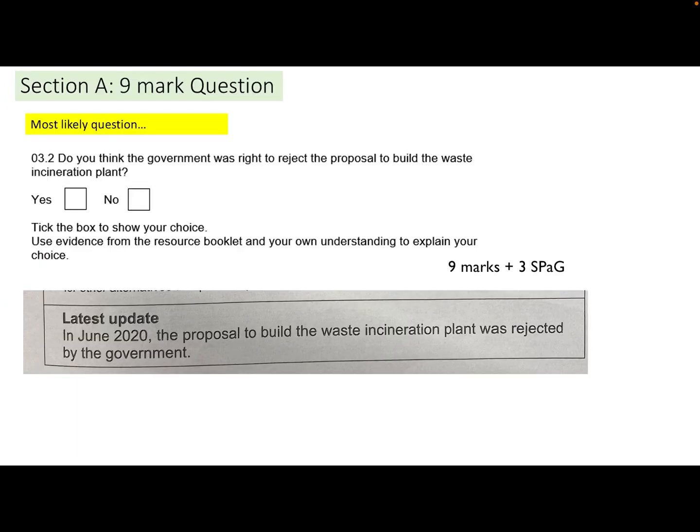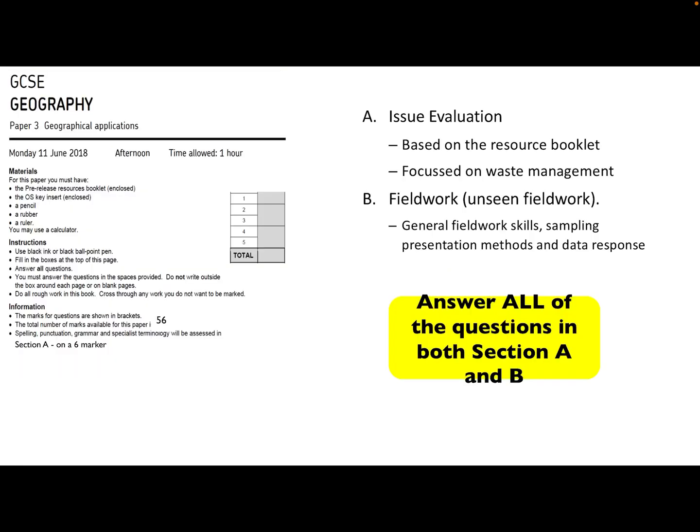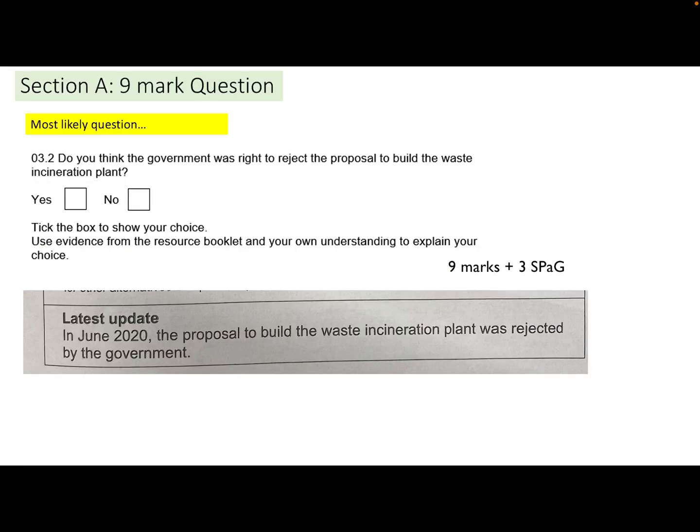Now, as I say, I'm going to give you a few tips for section A to start with. In terms of section A, the main thing to maybe try and prepare for is the 9-mark question. Now, we don't know for definite what that's going to be, but it's most likely that the 9-mark question will be asking you whether or not you think that proposed incinerator, the one that was rejected by the government, whether or not you think that decision was correct, basically. So was it right for the government to reject the plans for the incinerator? That's what the most likely question might be.